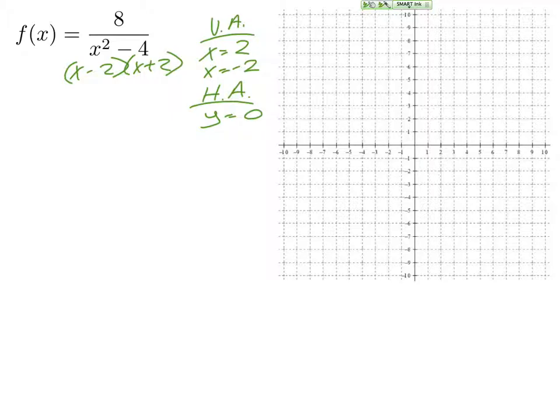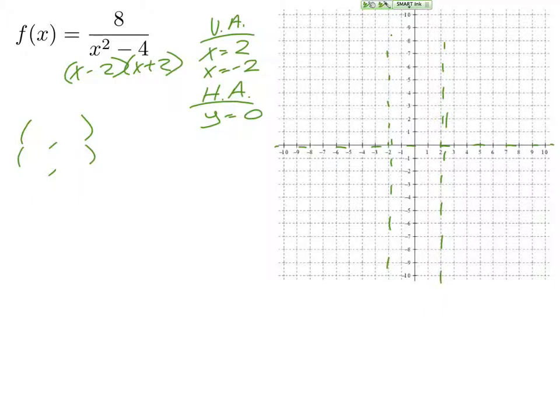So let's put our asymptotes on the graph. So negative 2 and 2. And then my horizontal is 0. Okay, notice that gives me 3 sections. I have a left section, I have a middle section, and I have a right section. So what we want to do now is pick some points in those sections to get some ordered pairs. So on the left section, what are numbers that are good to plug in?